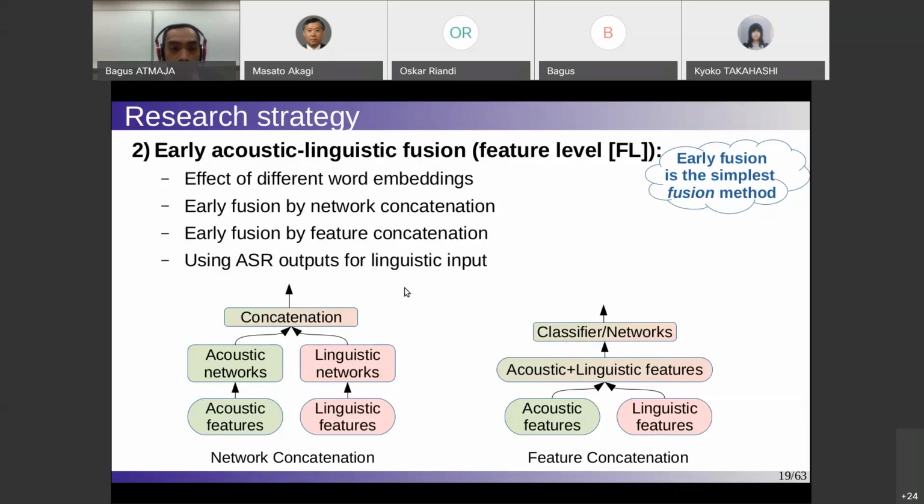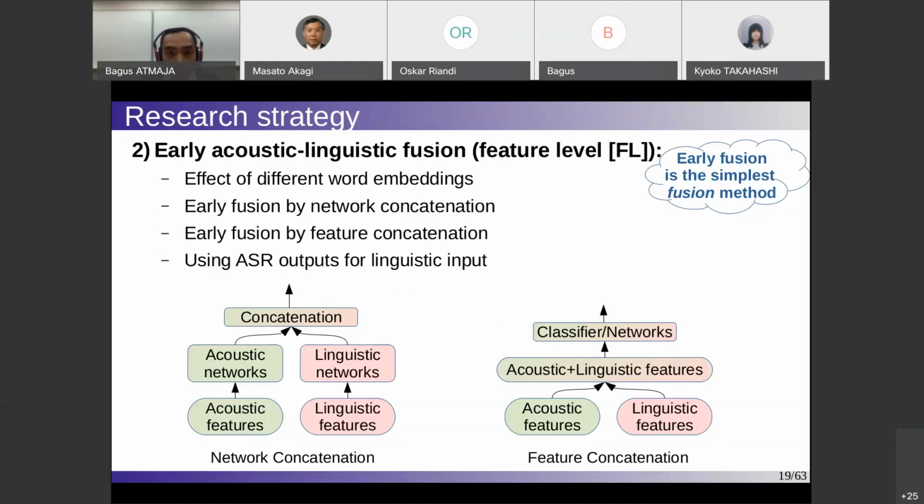And the last evaluation is the difference between manual transcription and automatic transcription from ASR output. So if we use automatic transcription instead of manual transcription, what's different in results?